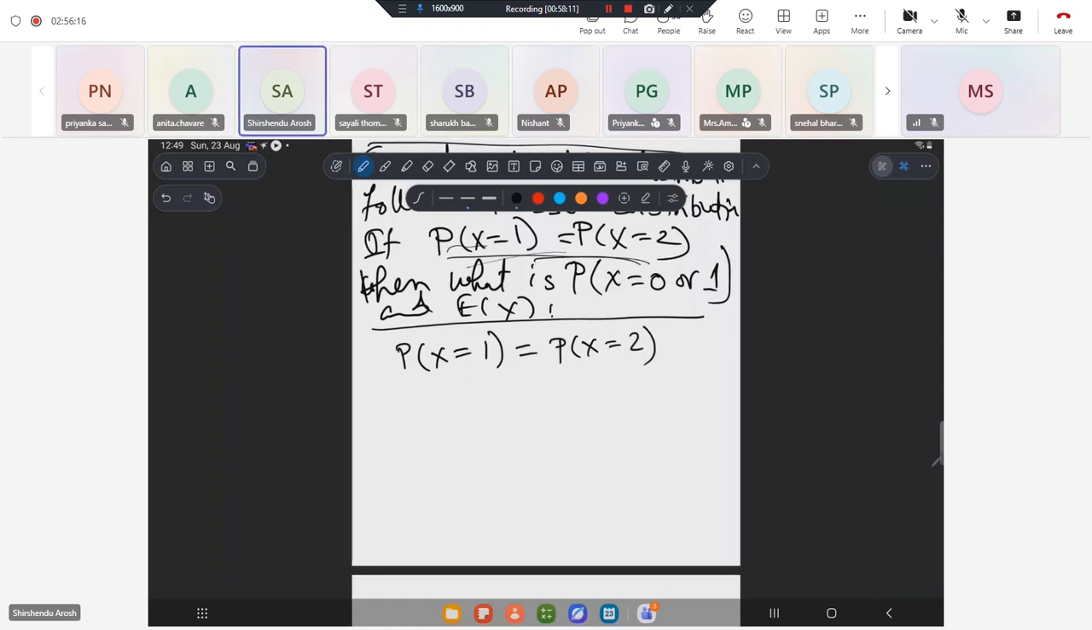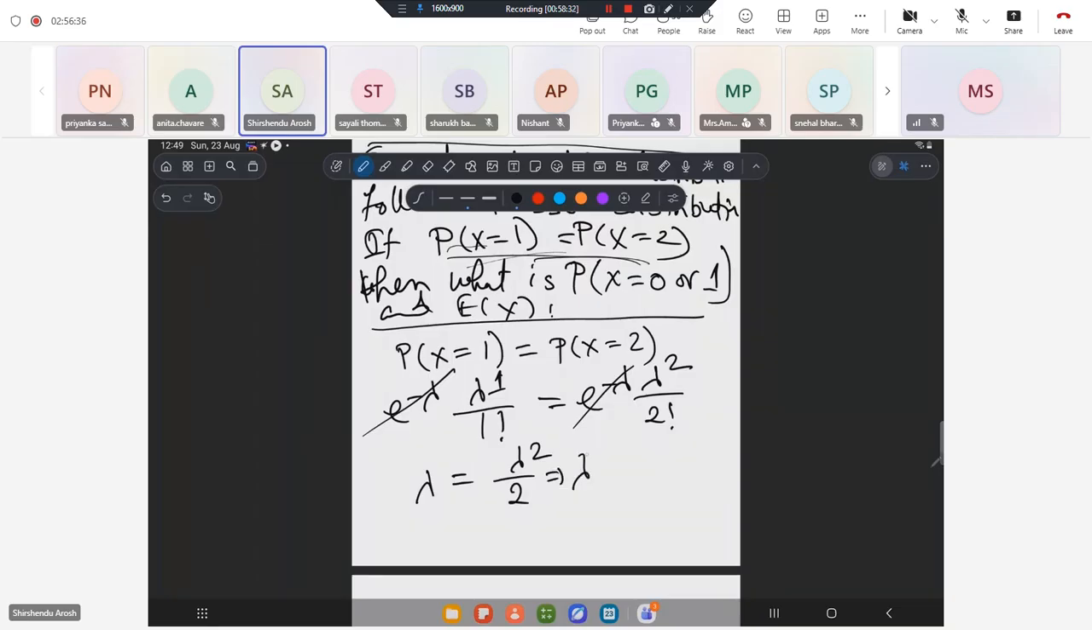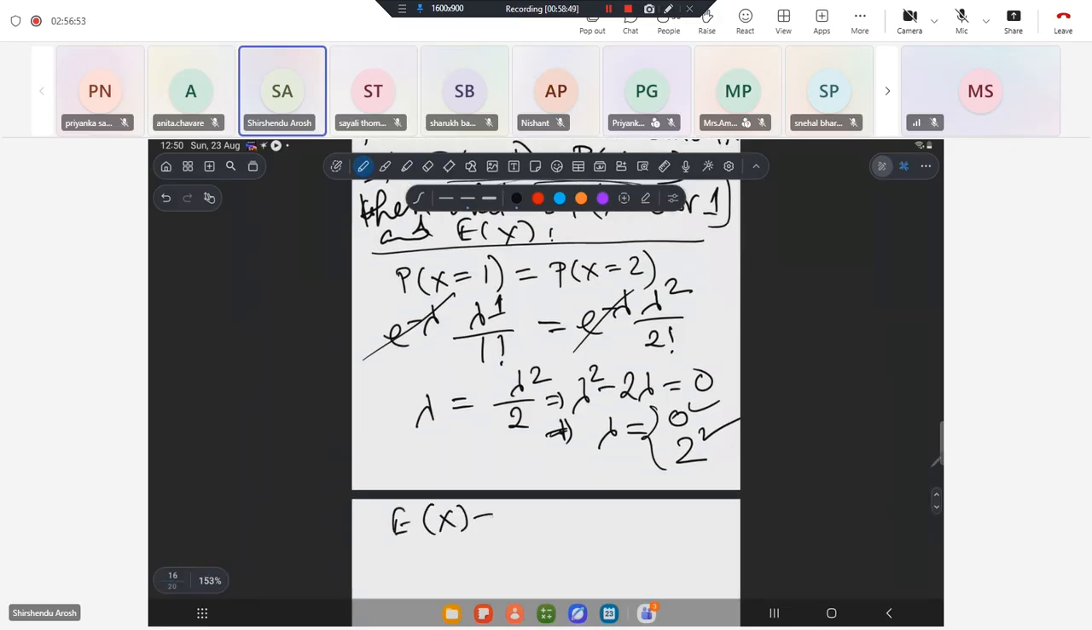Quite straightforward. Just put in the equation: lambda by factorial 1 is equal to lambda square by factorial 2. Both are non-negative, e to the minus lambda is gone. So lambda is equal to lambda square by 2. That is lambda square minus 2 lambda is equal to 0. That means lambda can be 0 or 2. Of course, 0 does not mean anything, so we are going to deal with the 2. So lambda is equal to 2. So already I can tell that the expectation of x, that is the mean, is nothing but lambda, that is nothing but 2.